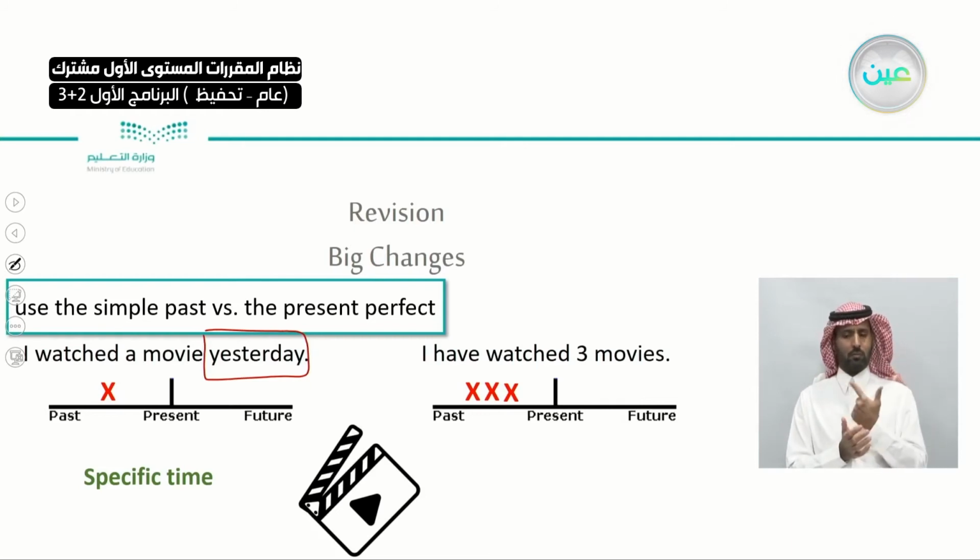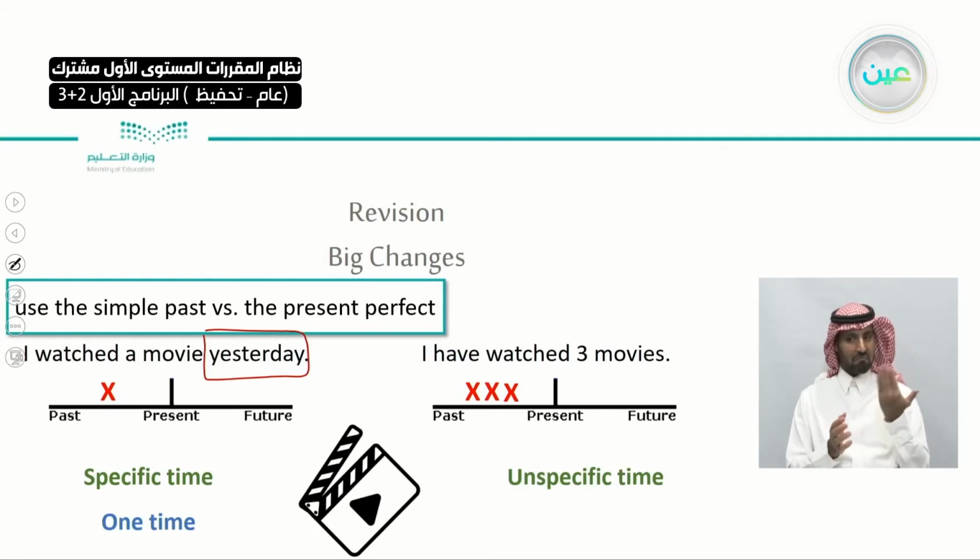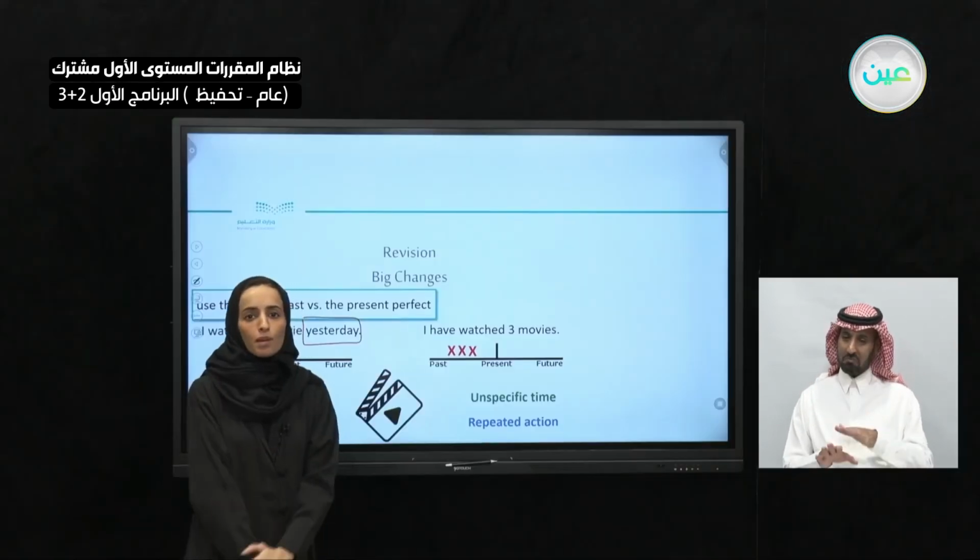However, for the present perfect, we can use I have watched 3 movies. When? In the past. Can you tell when? If I say I watched this movie this day, it will be past simple. So it is an unspecific time, usually, not always. The simple past happened only once, or it could happen more than once, but it is finished. However, this one is a repeated action, maybe about the experience. I have visited Paris. Where am I now? I'm in Saudi Arabia, but I still remember it.